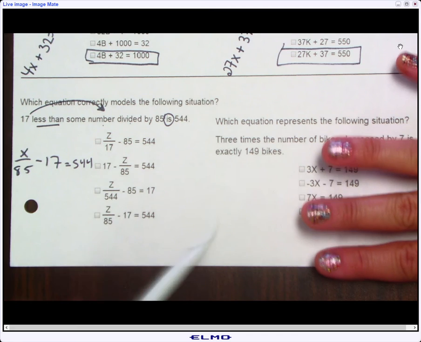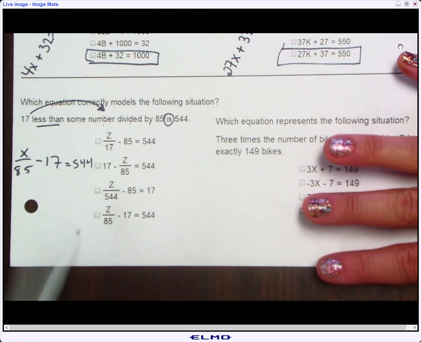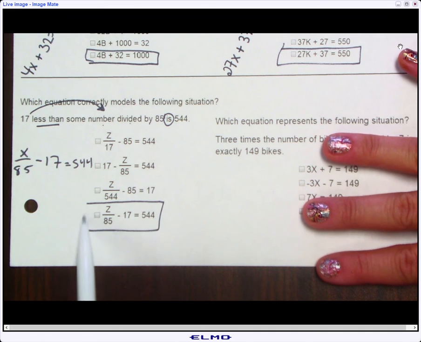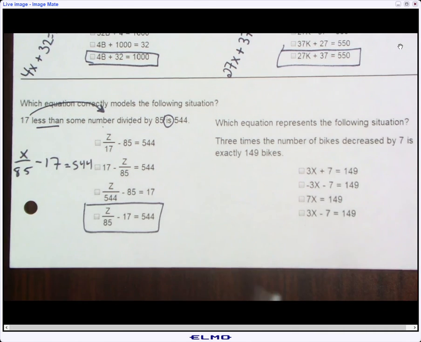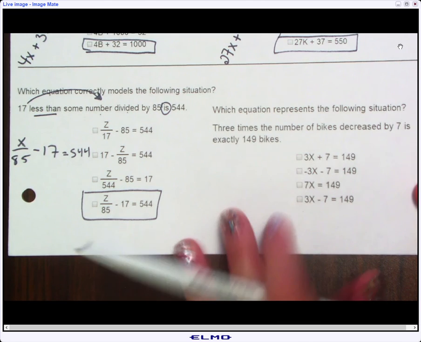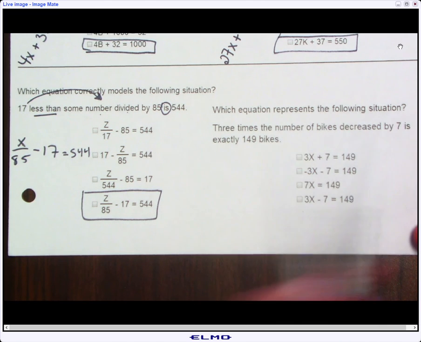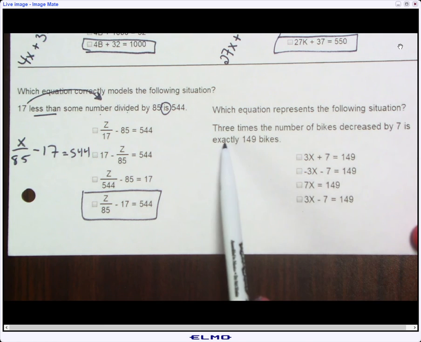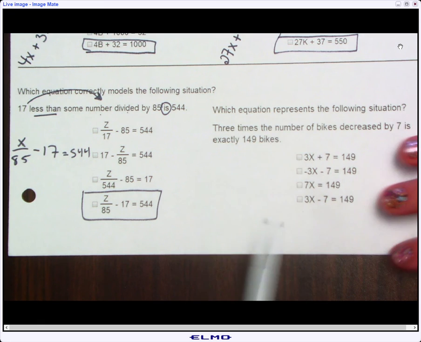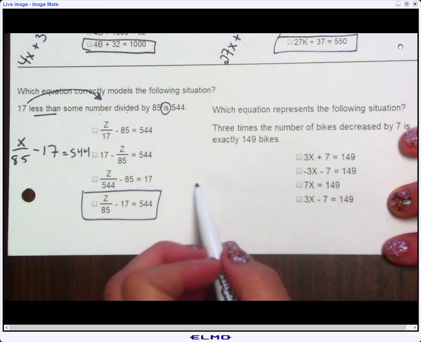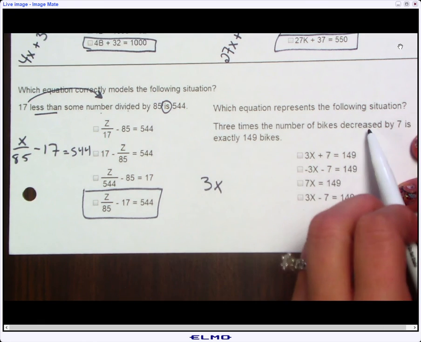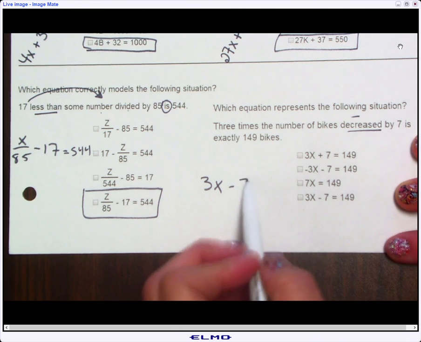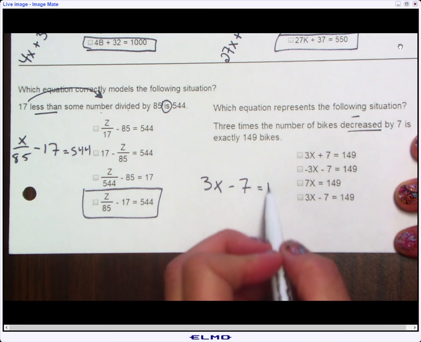So again, I'm going to write the equation and then I'm going to match it. I'm not going to do it the other way around because it's too easy for my brain to get lost in the middle of something. So I'm going to write down using the words I know and then look and see. Which equation represents the following situation? 3 times the number of bikes decreased by 7 is exactly 149 bikes. So 3 times the number of bikes. So 3x, because I don't know how many bikes, decreased, that's a subtraction word, by 7 is exactly, that's equals 149.